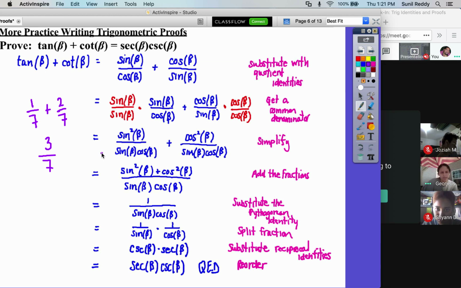So these denominators stay the same, which is why this is just sine cosine. Okay? Cool. Any other questions at this point from anyone else?